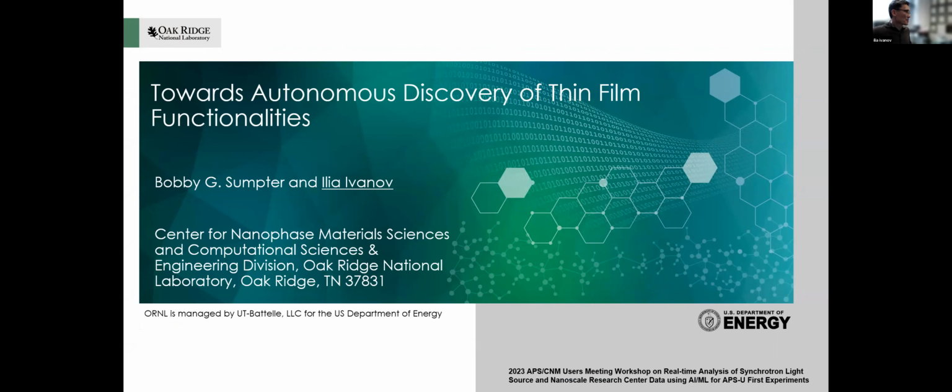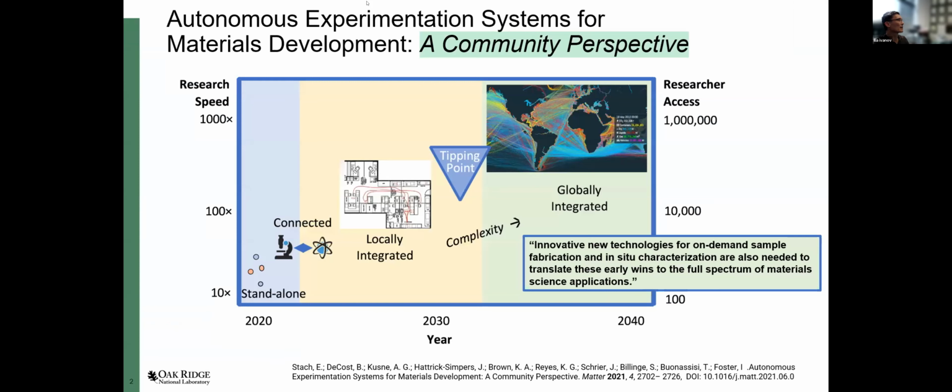Well, it's a really interesting story that Sergey gave, and he helped me to introduce the whole topic. But what I wanted to start with, perhaps, is a publication which brings a community perspective on autonomous experimentation systems for material development. It's an interesting story which brought together quite a few folks working on automation of experiments in material characterization. We're sitting here around 2023.